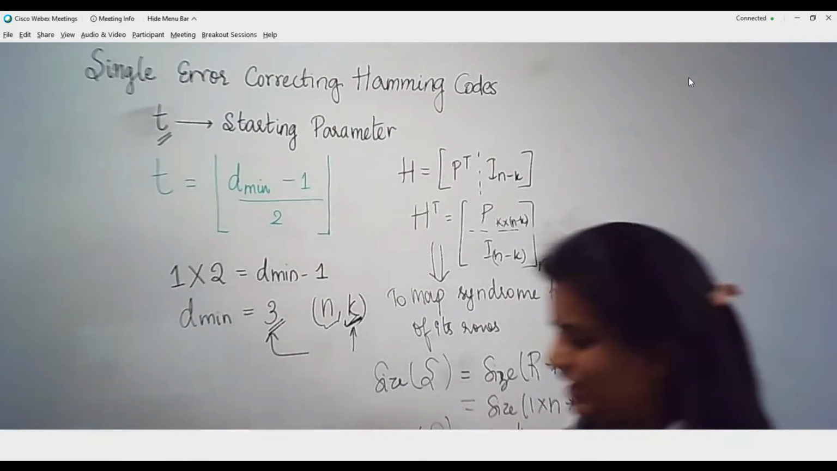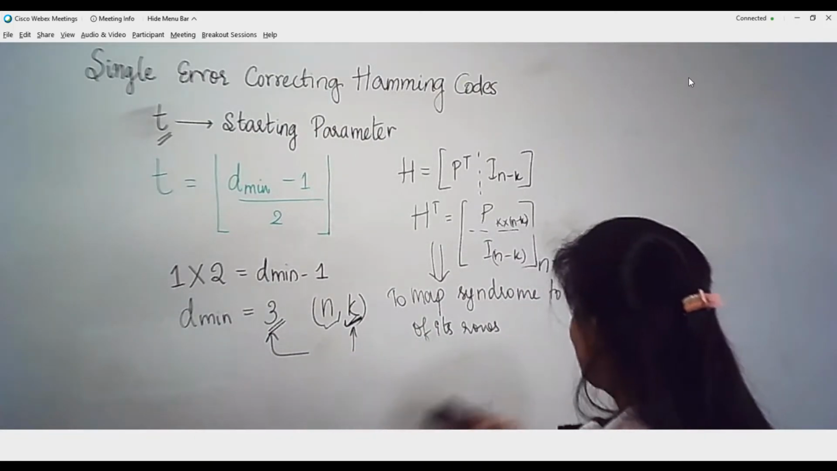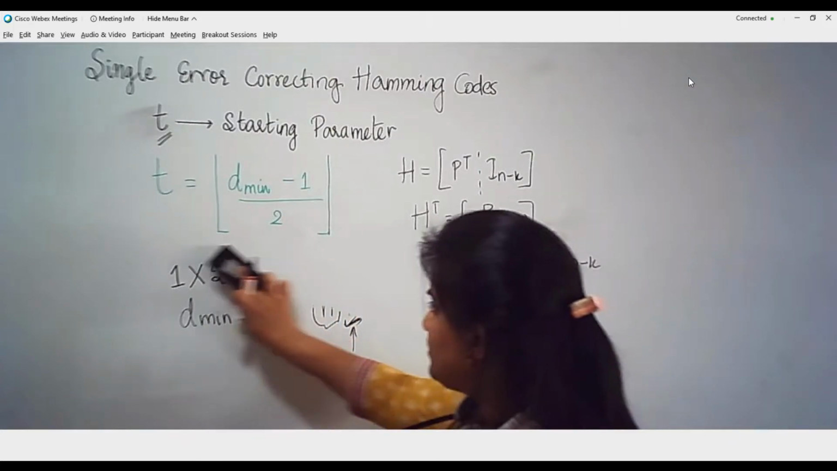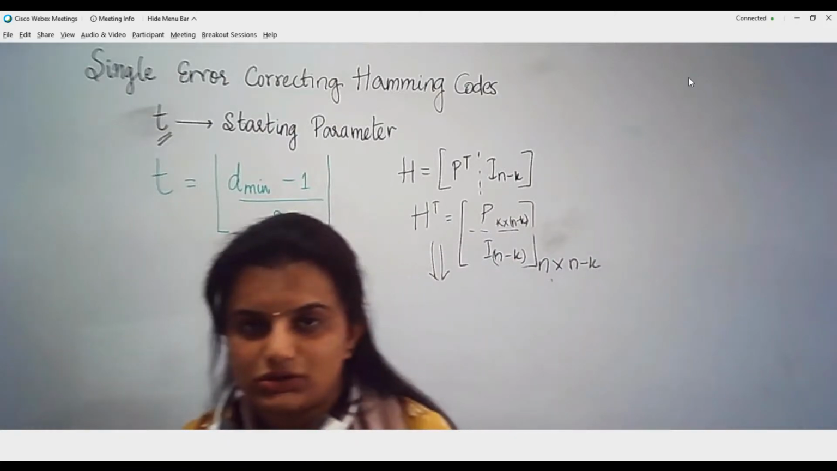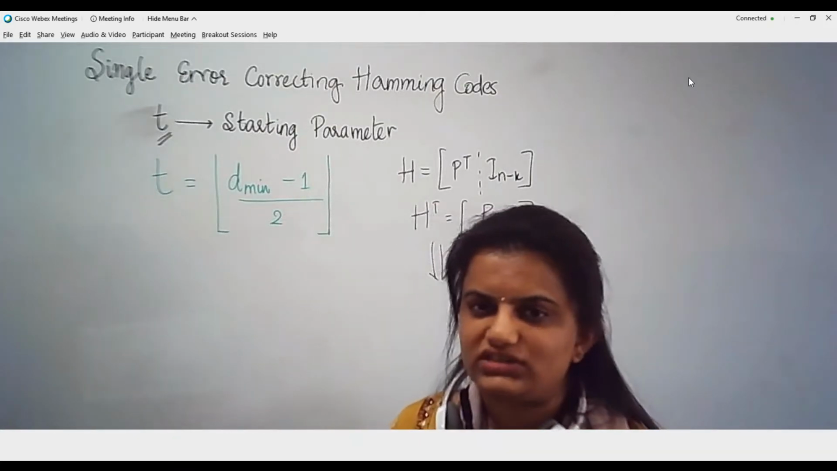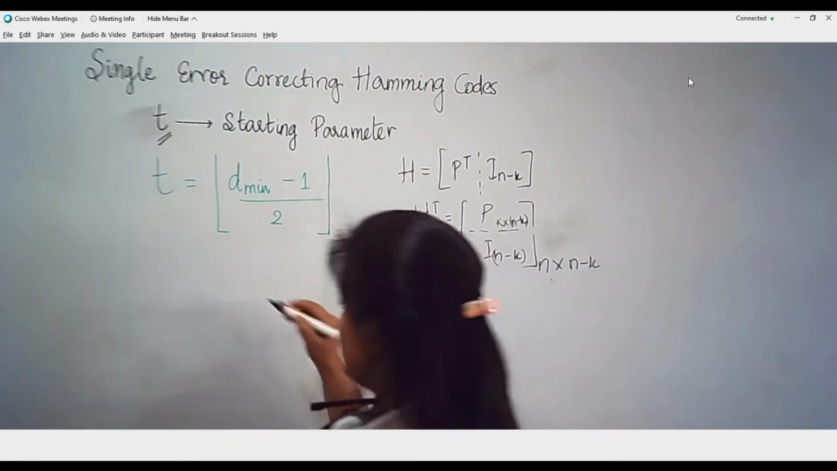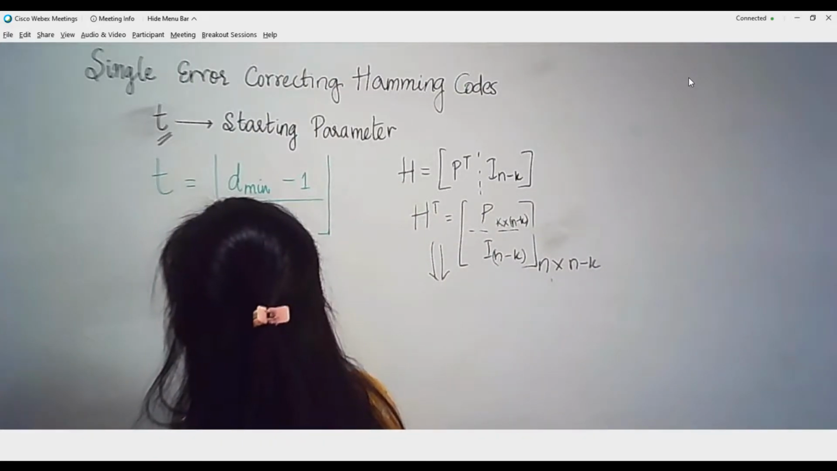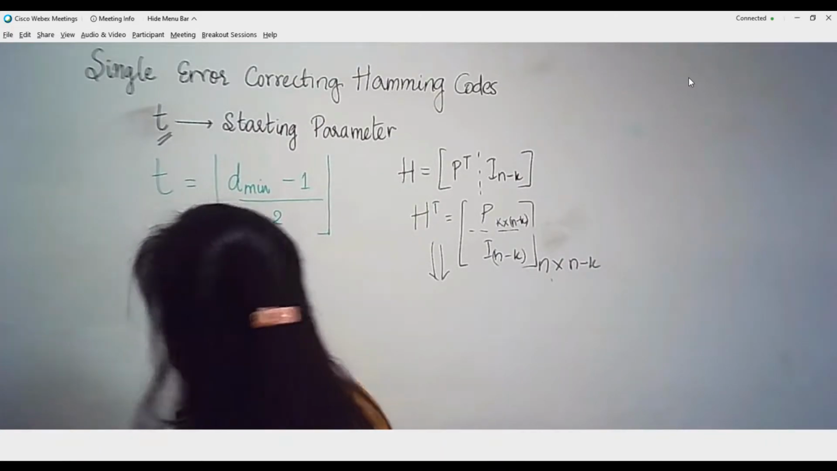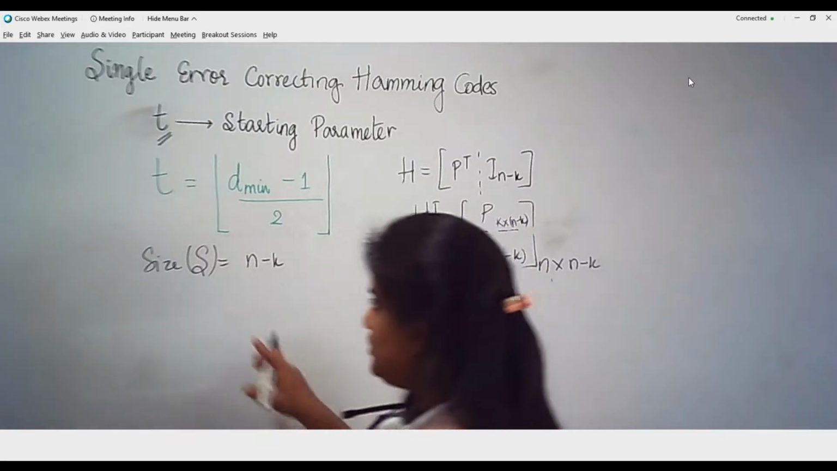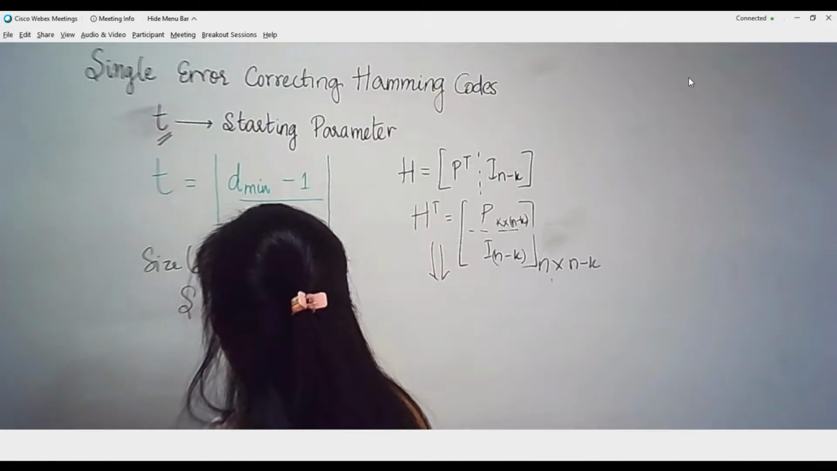So N minus K is the size of your syndrome vector. If there are N minus K bits in our syndrome vector, how many different combinations of syndrome are possible? If there are K bits available, the number of possible combinations of ones and zeros is 2 power K. Similarly, if I have a syndrome vector of the size N minus K, the number of binary bit combinations possible to construct a syndrome set is 2 power N minus K.